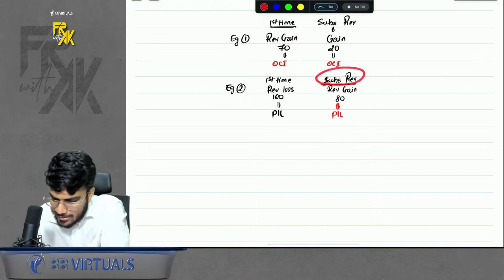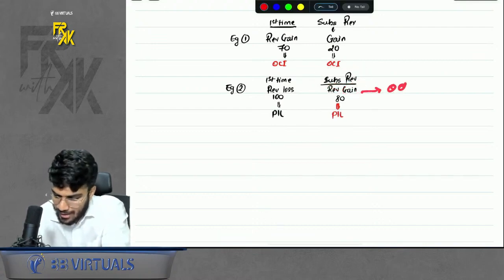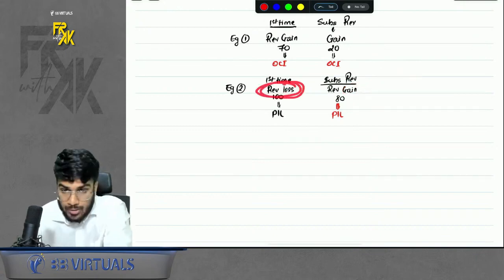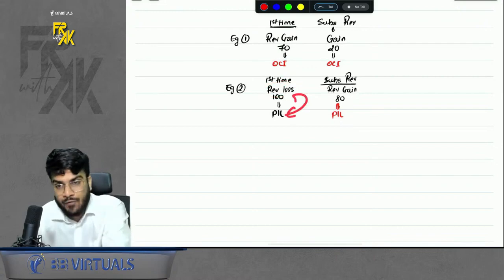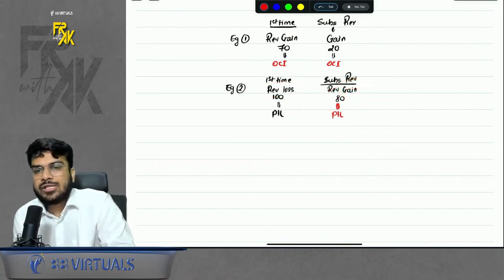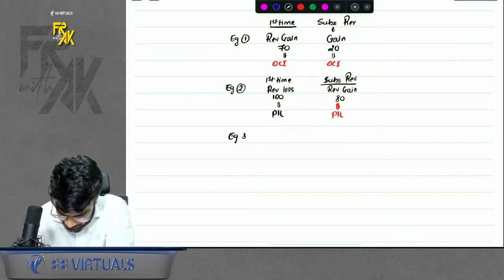So when you are getting a subsequent revaluation gain, you cannot directly say OCI. You will have to check what you had previously. Previously, if you had a loss, you must have transferred the loss to profit and loss. So the existing gain will also be adjusted to profit and loss to the extent of previous loss. Let's take one more example. Example number 3.